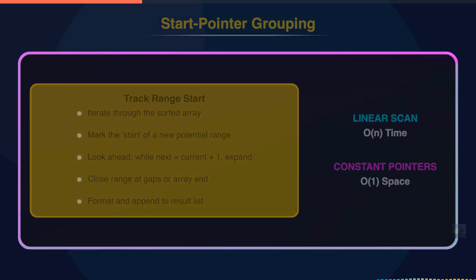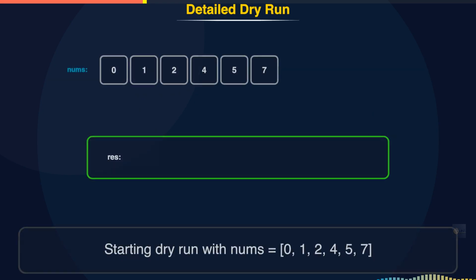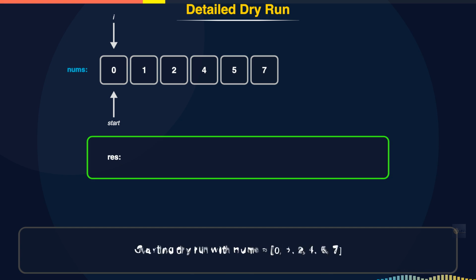Look at the screen. Our input array is 0, 1, 2, 4, 5, and 7. We initialize our result list as empty. We start at index 0. The value is 0. This is the start of our first range. Moving to index 1, the value is 1. Since 1 is exactly 0 plus 1, the range continues. At index 2, the value is 2. 2 is 1 plus 1, so the range still continues.